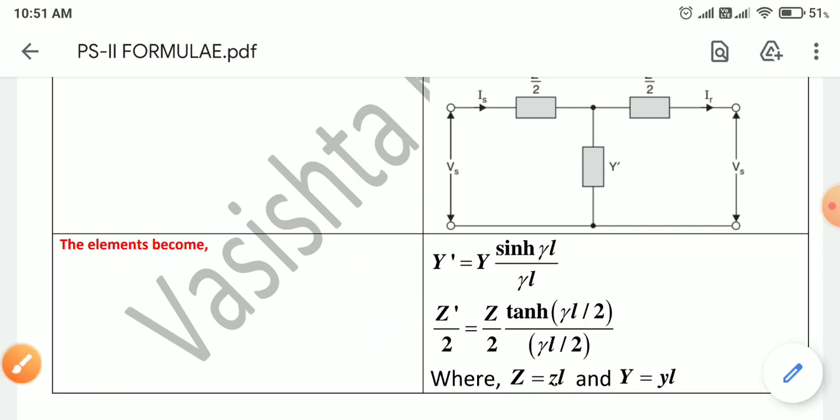Here also, gamma means the propagation constant, as mentioned in the previous case. That's it. These are the formulas regarding short, medium and long transmission lines.